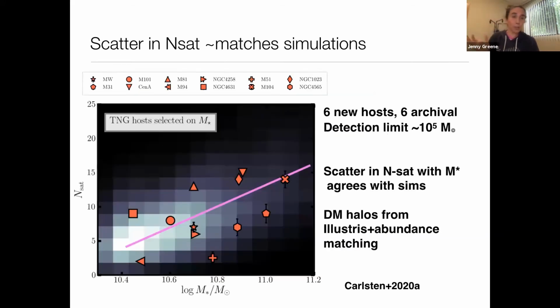So the first thing we looked at was just the richness. And there seems to be decent agreement between the scatter in the number of satellites that you would predict, which is shown in the grayscale here from Illustris using the Garrison-Kimmel abundance matching, and what we observe, which is all of these red points. And so overall, the number of satellites per host seems consistent.